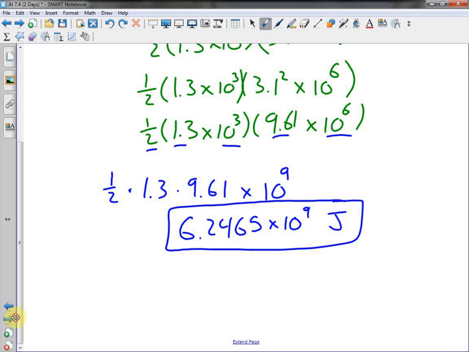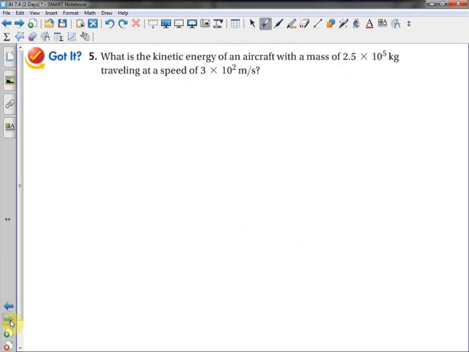All right. Try this one. It's the same kinetic energy type of problem, so you're going to be using that same formula as the previous problem.